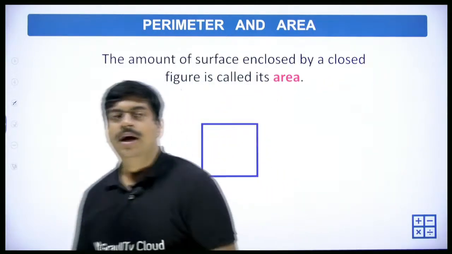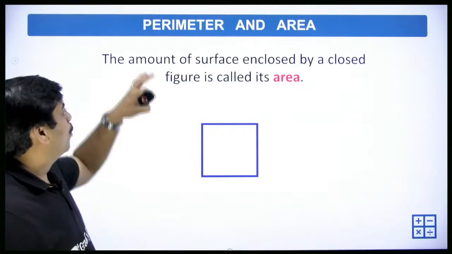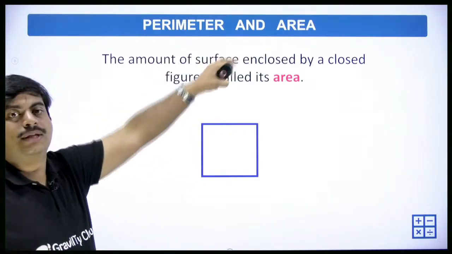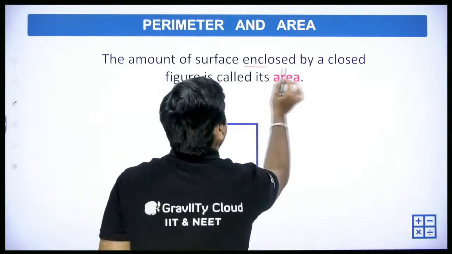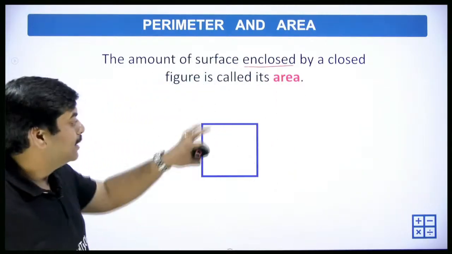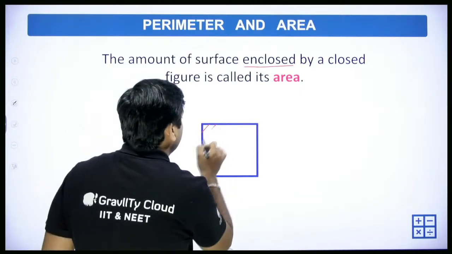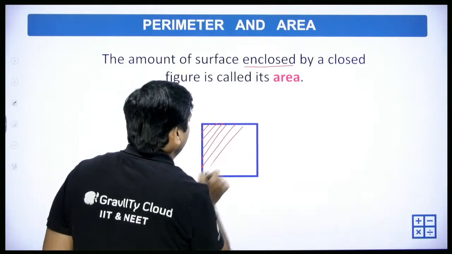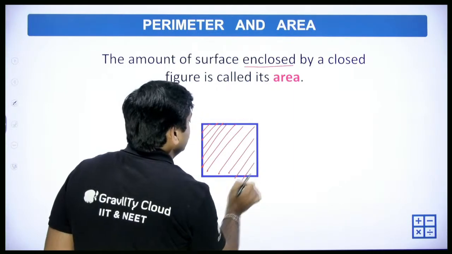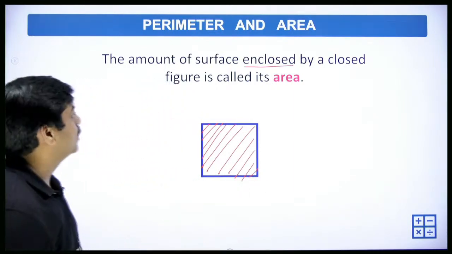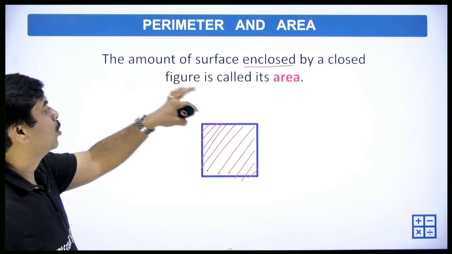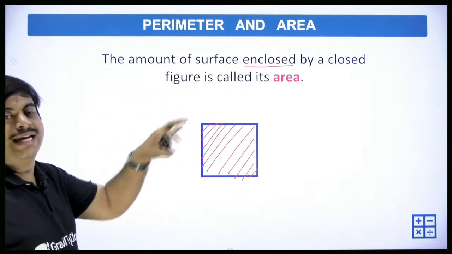In this figure, whatever the amount of surface enclosed, what do you mean by enclosed? Enclosed means the area inside, whatever the space inside, that is called enclosed, right? The amount of surface enclosed by a closed figure is called its area.